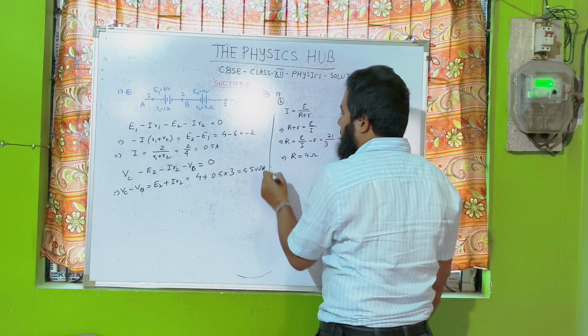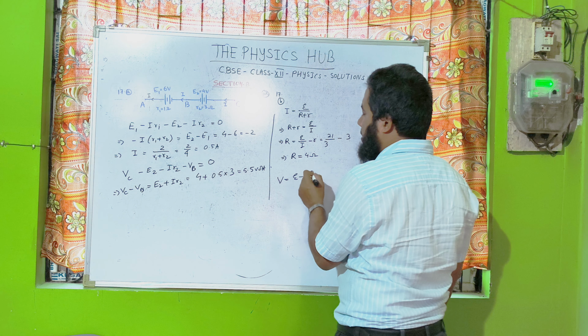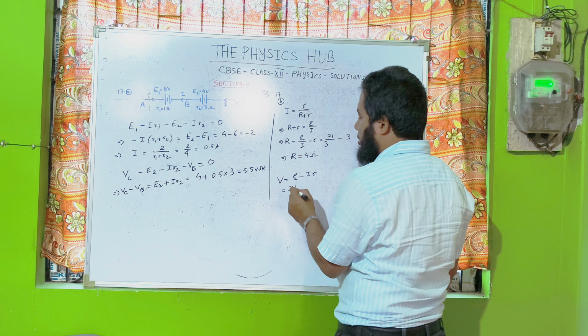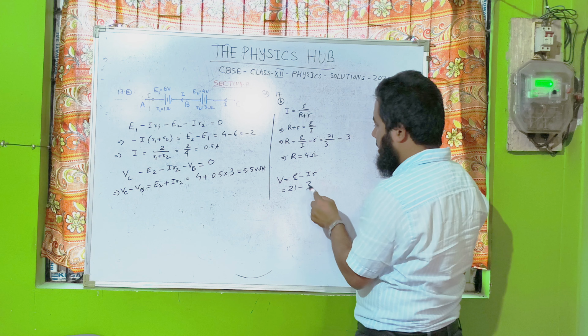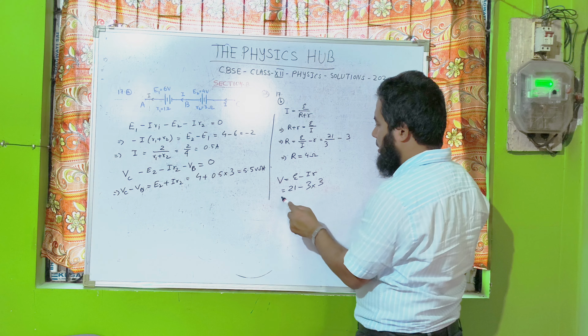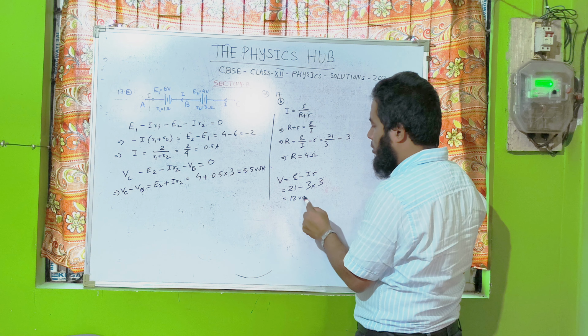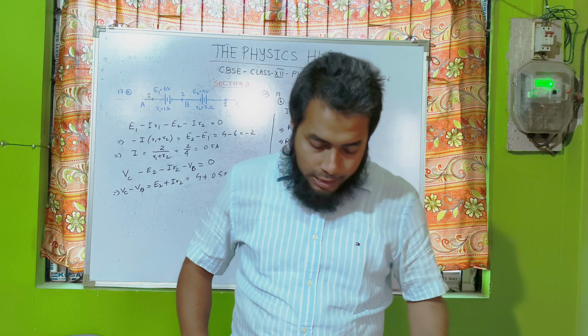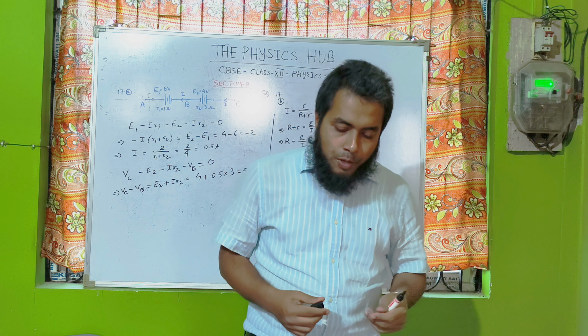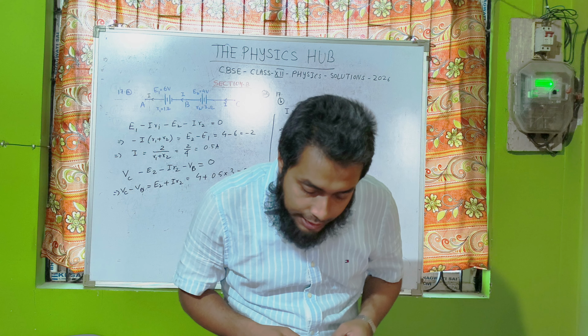And the terminal voltage of the battery: the relation is V equals E minus I times r. E is 21 minus I, which is 3, small r is 3, so it is 12 volt. Okay, that's the answer.